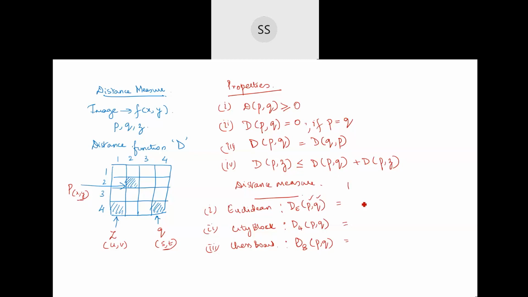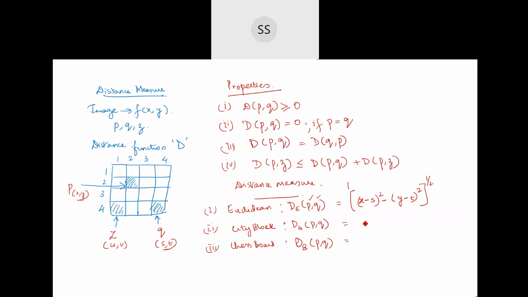First we take the difference between the x values, that is x minus s, the whole square, plus the y coordinate difference, that is y minus t, the whole square, and the whole thing is raised to half. Now what about the second one, how do you find it for city block?